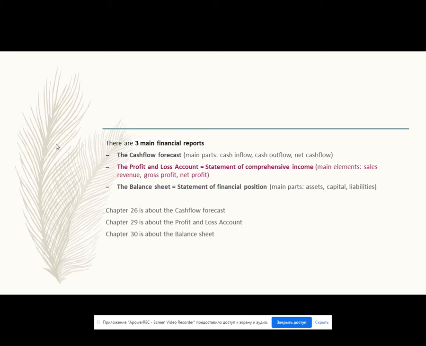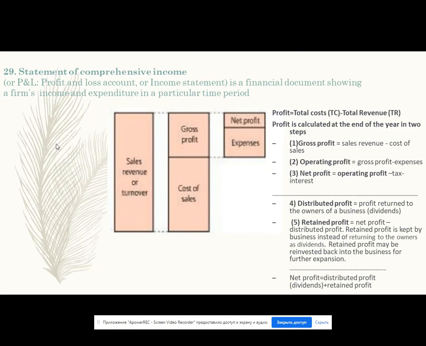and liabilities. Let's talk about statement of comprehensive income, which is also known as P&L, or profit and loss account, or income statement. Like too many names, it's very confusing. Sorry, it's not up to me. So, statement of comprehensive income is a financial document which shows firm's income and expenditure in a particular time period.